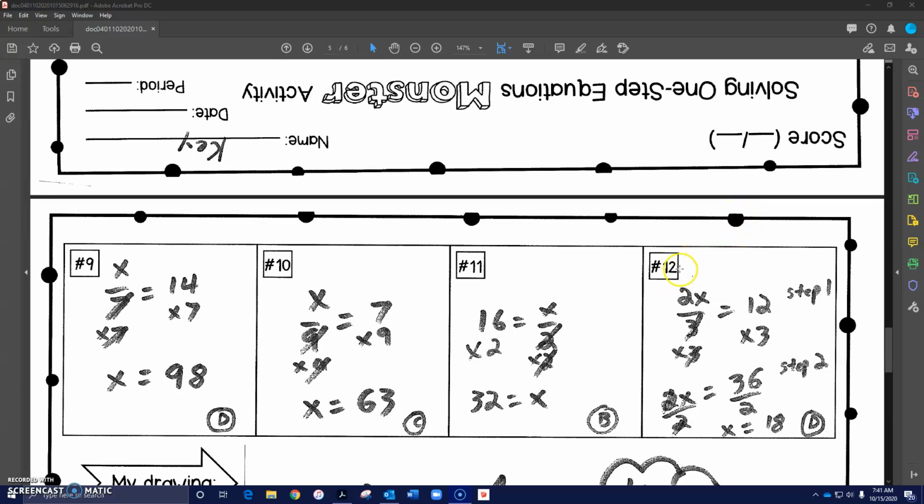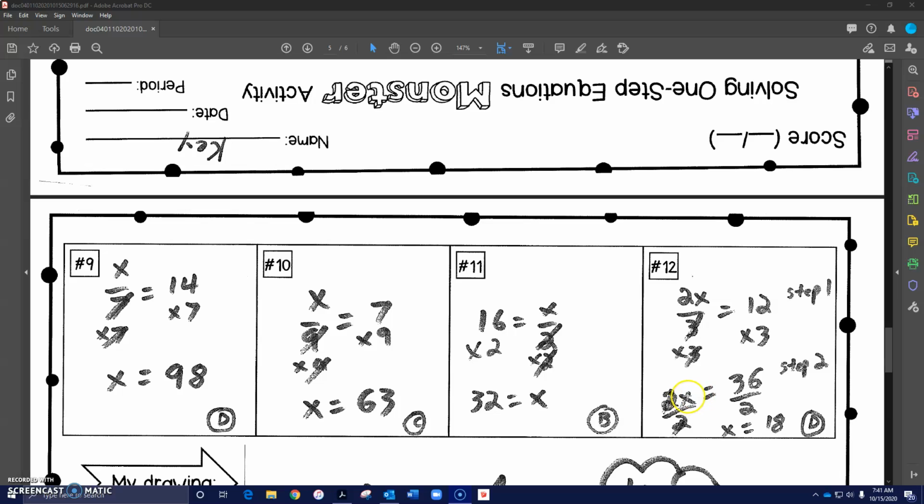So anyway, on number 12, you have to treat each term of a fraction, each part of it, like it's in parentheses. So we have 2x, which is 2 times x, but sort of treat that like it's in parentheses. Then we're dividing that by 3 to get 12. So the first thing we have to undo is that division. We have to multiply by 3. Of course, the divide by 3, the times 3, they cancel each other out. And we're left with 2x on the left-hand side. On the right-hand side, we just have to do 12 times 3 and get 36.